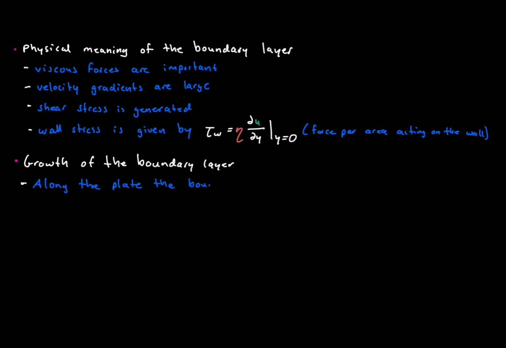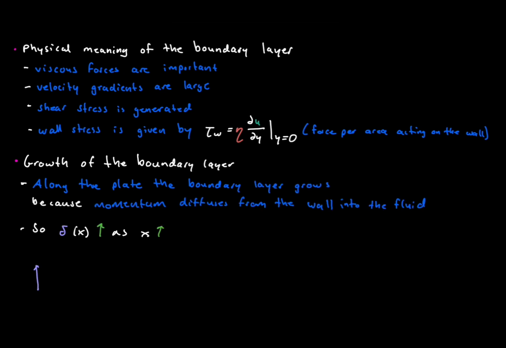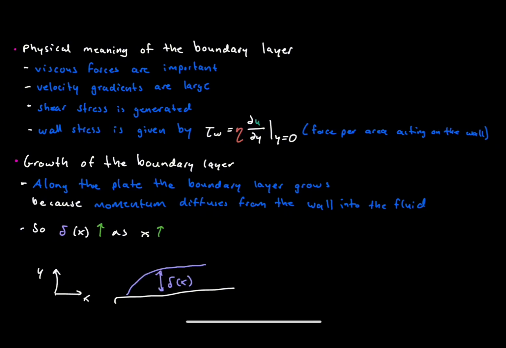Finally, the boundary layer grows as we move downstream. Near the leading edge, it is very thin. Farther along the plate, it becomes thicker. So even though the boundary layer is thin, it controls friction, drag, and many important physical effects.